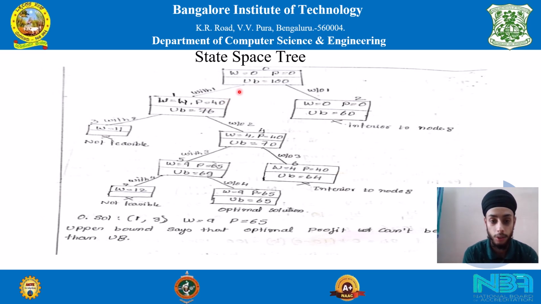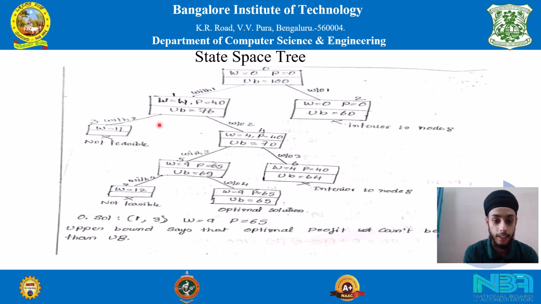So in the previous step, we calculated the initial bound: weight is 0, profit is 0, and the upper bound is 100. And we have also calculated with selecting the first item and without selecting the first item. That is, weight is 70, upper bound is 76, and upper bound is 60.